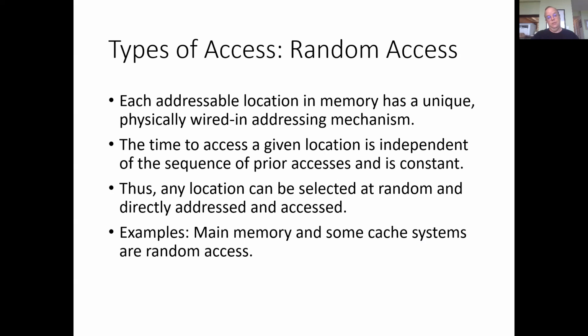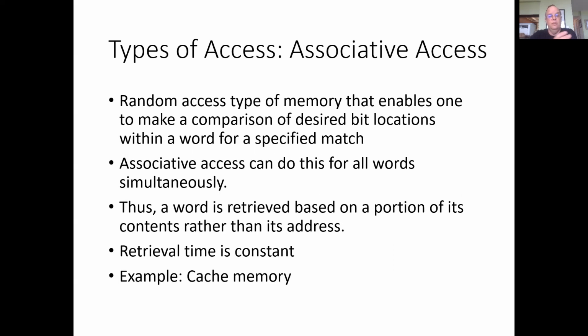And associative access is random access that enables one to make a comparison of desired bit locations within the word. And it can do this for all words simultaneously. So you retrieve a word based on a portion of its contents rather than its address. And again, the retrieval time is constant. And this one's pretty much exclusive to cache memory.